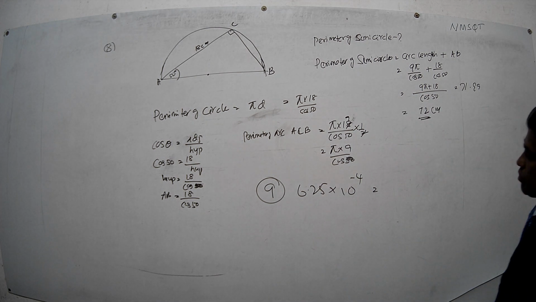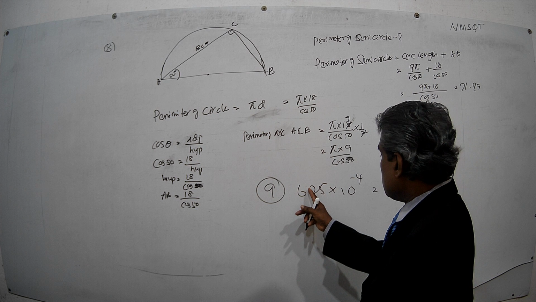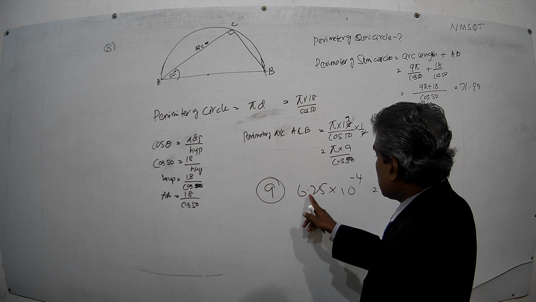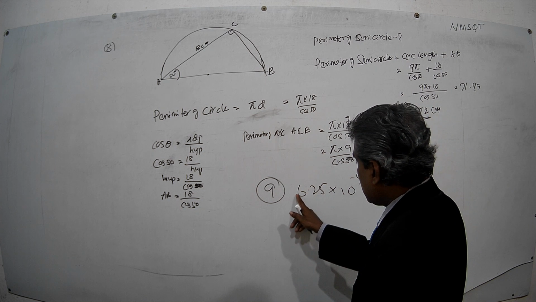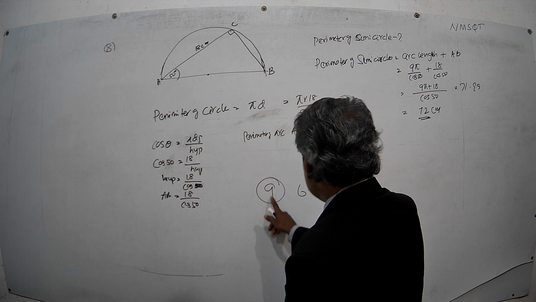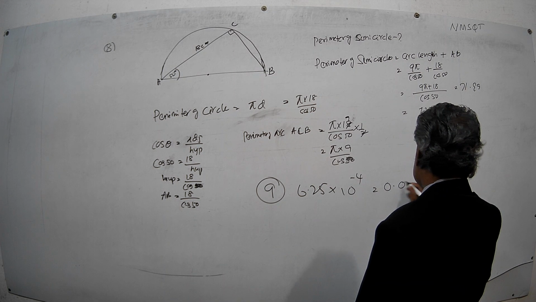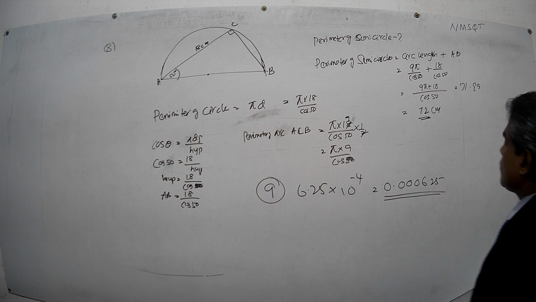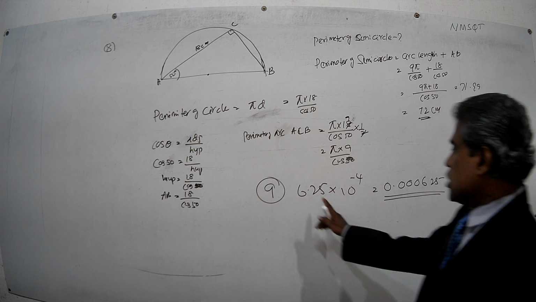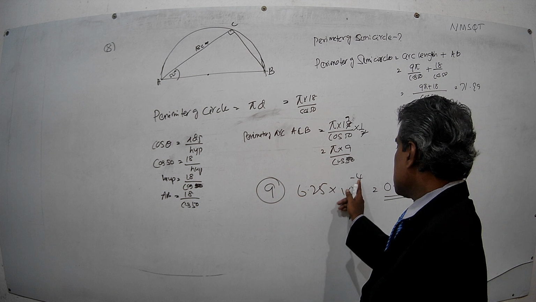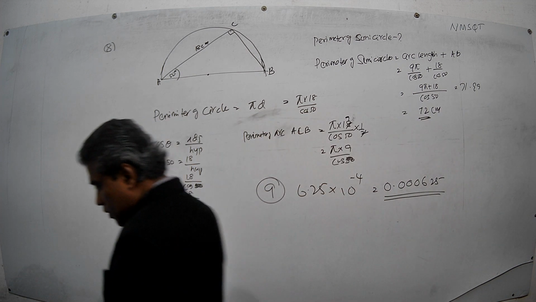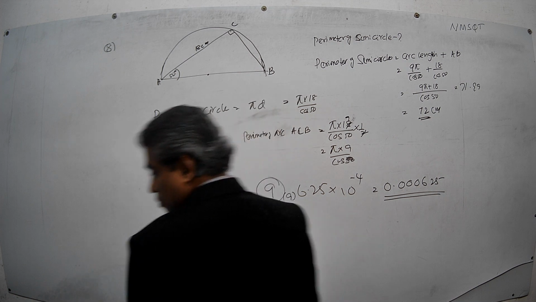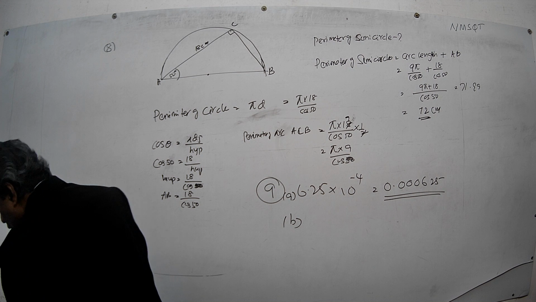When it is 10 to the power minus 4, the decimal point moves leftward by 4 digits, 1, 2, 3, 4. That means you have to put 3 zeros before that 6, like this: 0.000625. This is the answer. I move this decimal point leftward by 4 because it is minus 4. Right. That is part A. Then part B they ask 2.4 times 10 to the power 12.